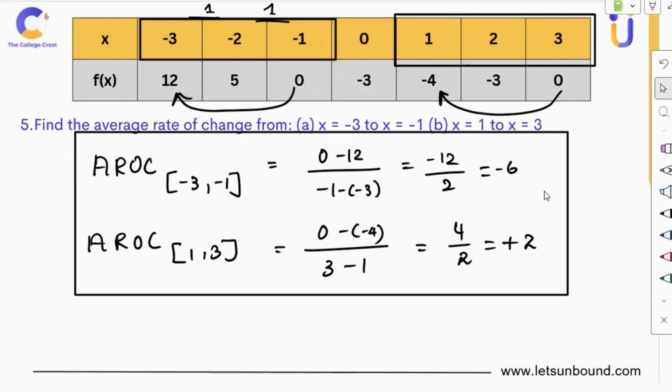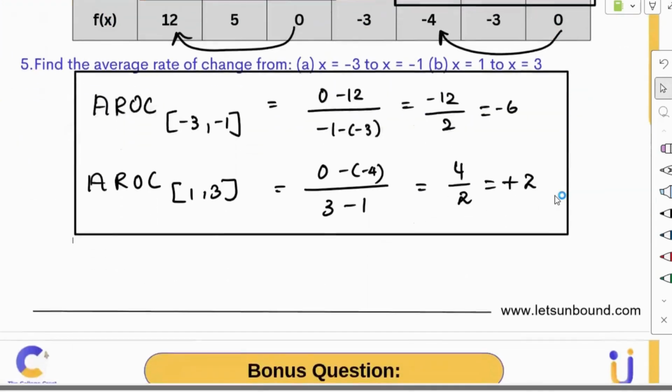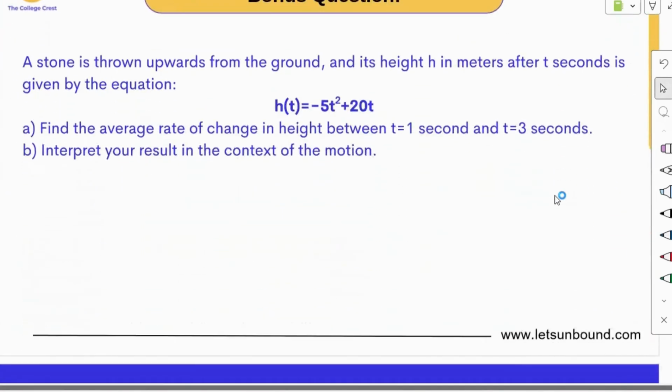Okay, so that's it. And now, as usual, I have a bonus question for you. A stone is thrown upwards from the ground, and its height h in meters after t seconds is given by this equation. You need to do two things. Find the average rate of change in this particular time interval. Interpret your result in the context of the motion. So how will you interpret the result? Right? That's simple. And if you get any decimal answers, you can just give them to 3 decimal places.